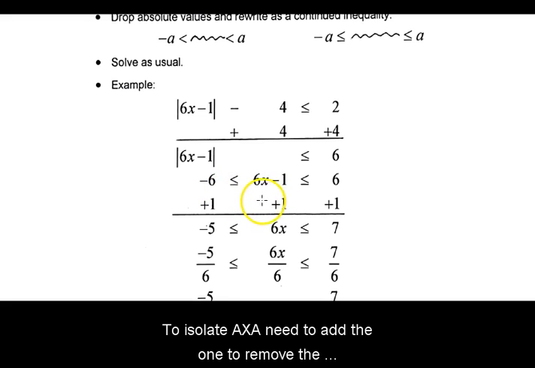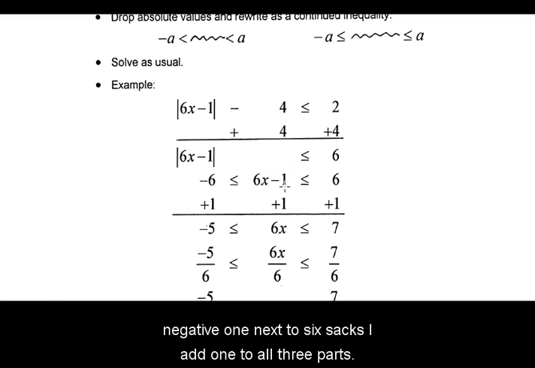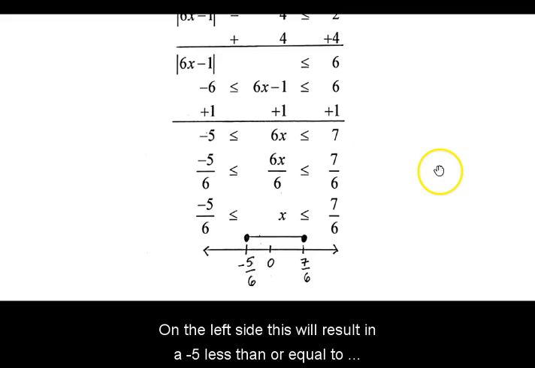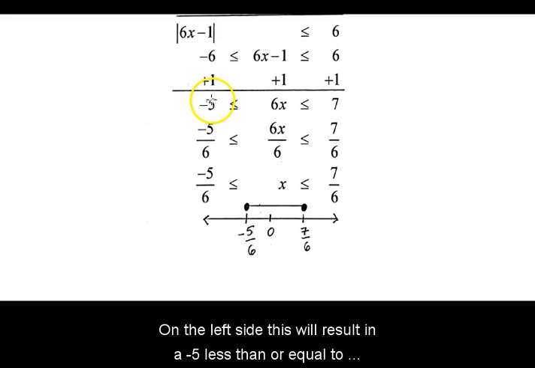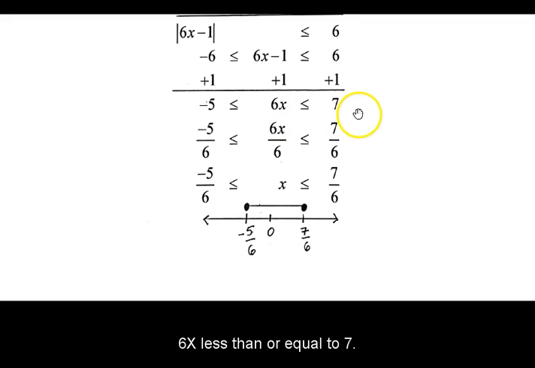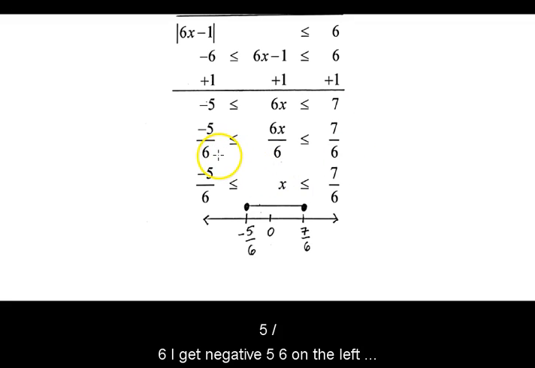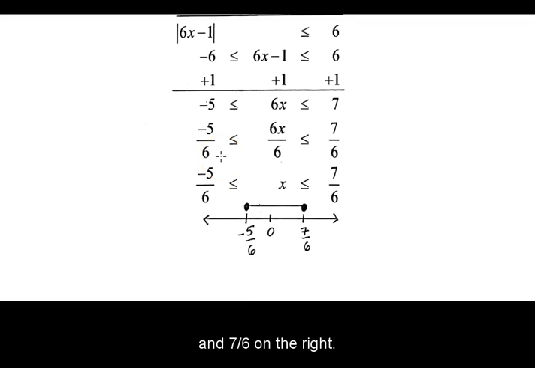To isolate x, I need to add the 1 to remove the -1 next to 6x. I add 1 to all three parts. On the left side, this will result in a -5 less than or equal to 6x less than or equal to 7. Now, to solve and isolate x, I divide by 6. When I divide by 6, I get -5/6 on the left and 7/6 on the right.